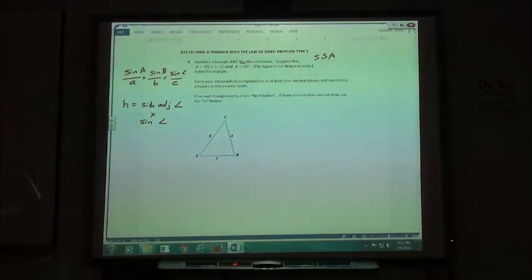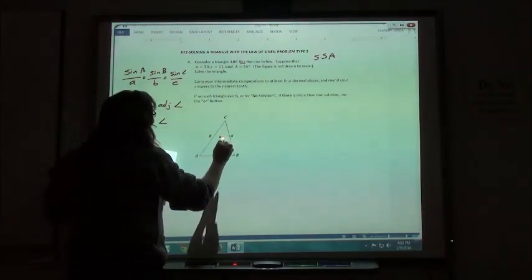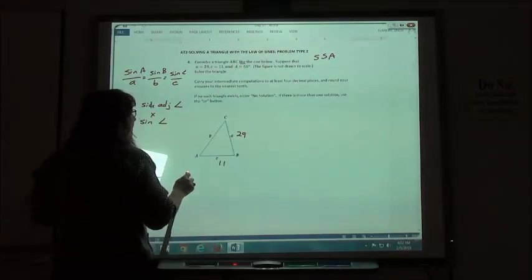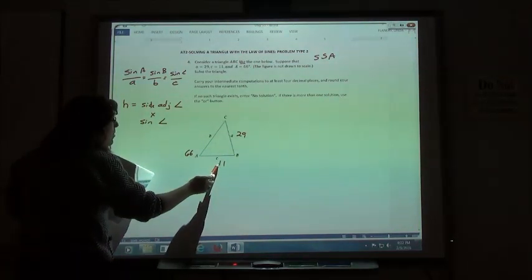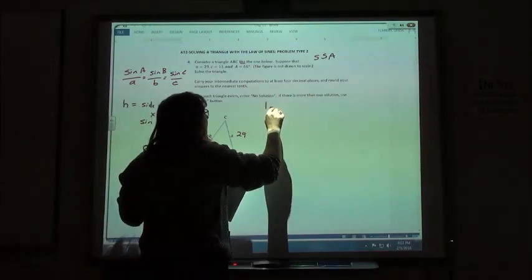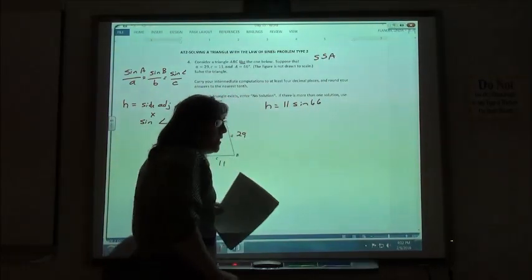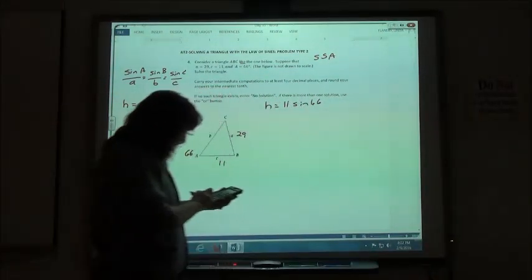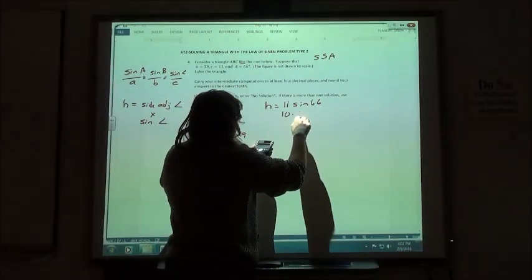So, in this case, I'm going to look at this triangle here and say, okay, I have side A is 29, side C is 11, and my angle that I have is 66. So, the side adjacent to my angle is 11, then I'm going to take it times the sine of my angle. So, H is going to equal 11 times the sine of 66. Again, I want to make sure my calculator is in degree mode, but if I do that, 11 times the sine of 66 gives me 10.049.